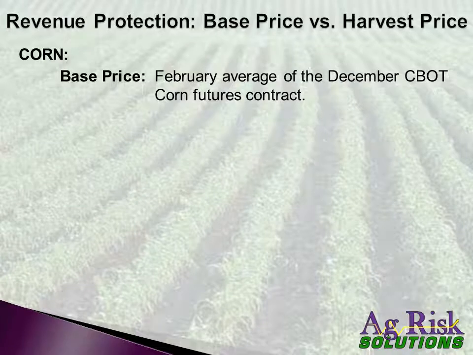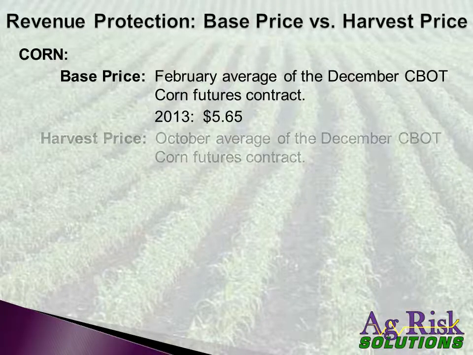The base price for corn is determined by taking the February average of the December Chicago Board of Trade corn futures contract. During that month of February of 2013, they looked at the closing price every day of that December CBOT corn contract. At the end of the month, they took an average of those closing prices, and that became our base price. For 2013, that base price was $5.65.